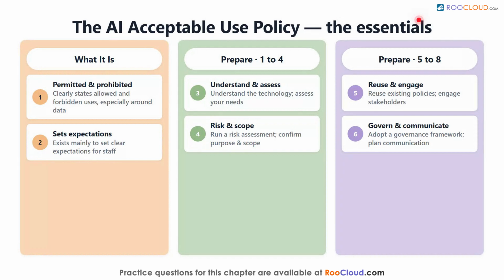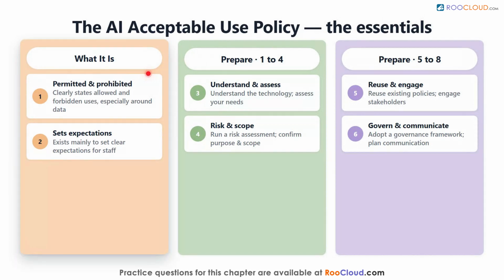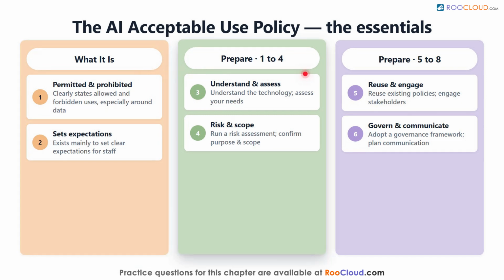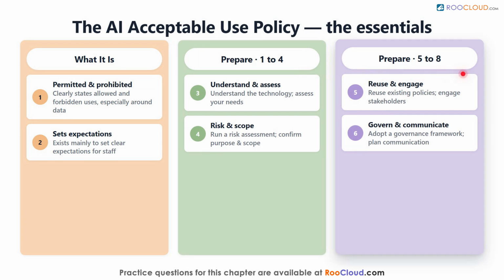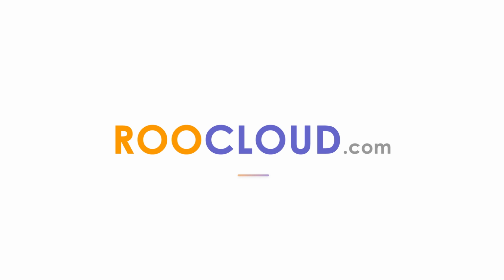Let's bring it all together. An AI acceptable use policy clearly states permitted and prohibited uses, especially around data, and exists mainly to set expectations for staff. Before writing one, work through the preparation steps. Understand the technology, assess your needs, run a risk assessment, confirm the purpose and scope, reuse existing policies where you can, engage stakeholders, adopt a governance framework, and plan how you will communicate it inside and out.